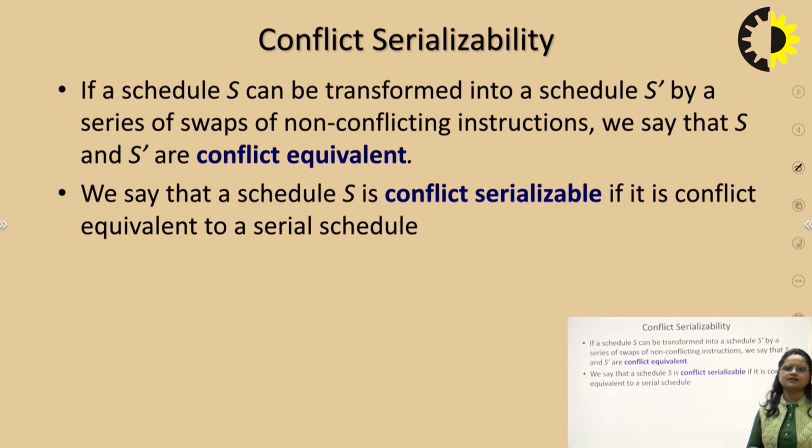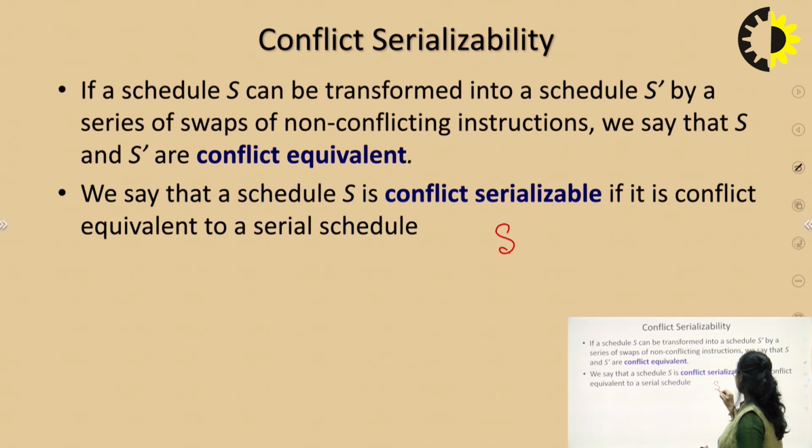So what is conflict serializability? Before that, it is clear that we need to know about conflicts and conflicting instructions. Pairs of conflicting instructions are very important in determining conflict serializability or conflict equivalence. If a schedule S can be transformed into a schedule S' by a series of swaps of non-conflicting instructions, we say that S and S' are conflict equivalent.